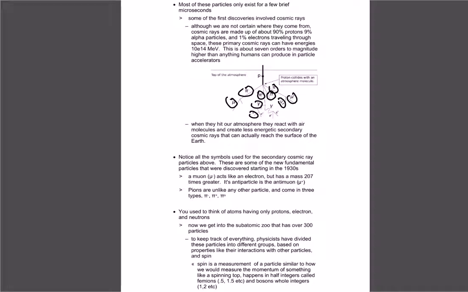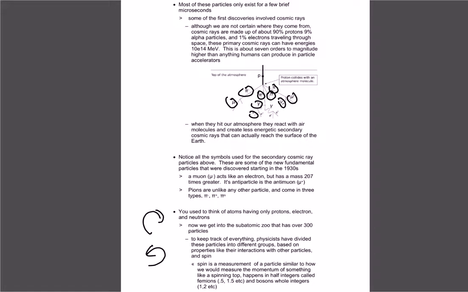But now, with all these extra particles, we actually get over 300 different types. So to keep track of everything, they broke them into different categories based on things like positive and negative, but also on how big they are and how they spin. You can think of these things spinning clockwise or counterclockwise, so that breaks it up. And also if they spin in whole numbers or half numbers and so on.